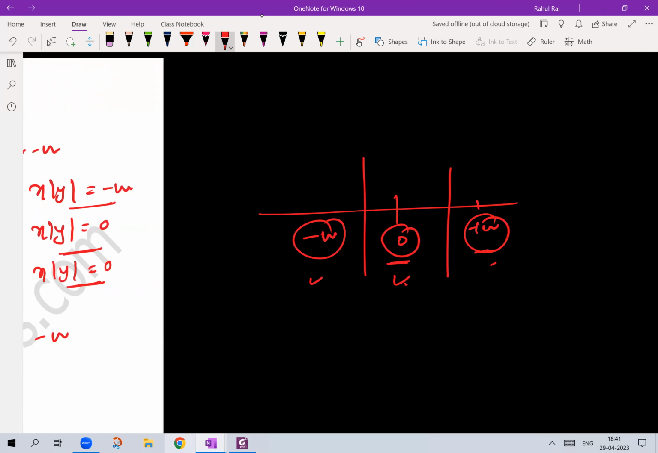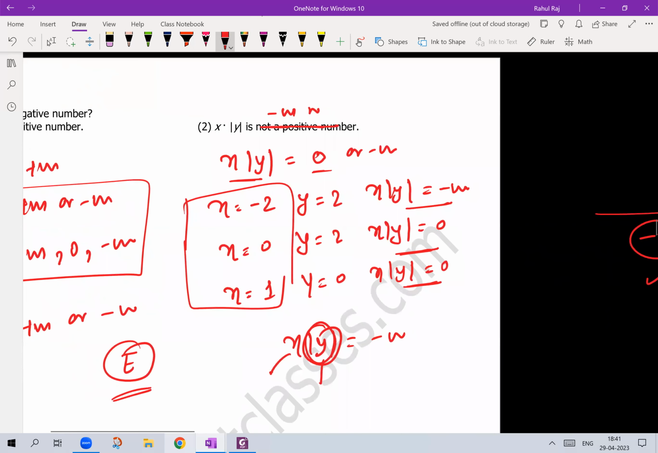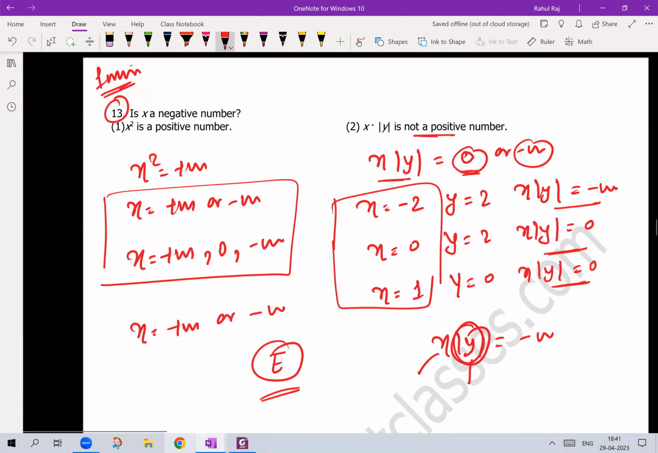But if they have to tell only positive number, they'll write it over there. It's a positive number, it's a negative number. When they say this is not a positive number, it simply means it could be 0 or negative, because 0 is an independent element. 0 is neither negative nor positive. That's absolutely fine. Nothing to worry.